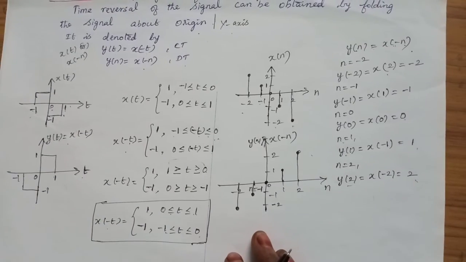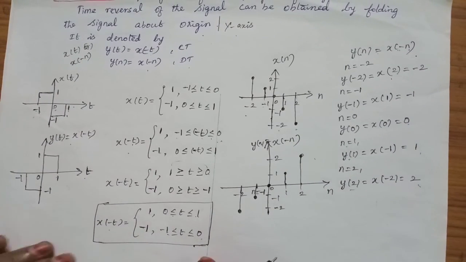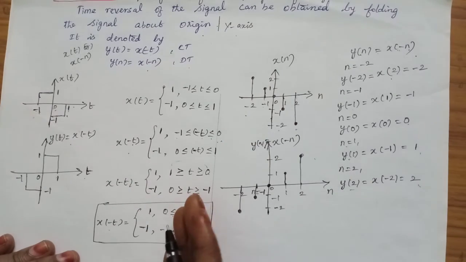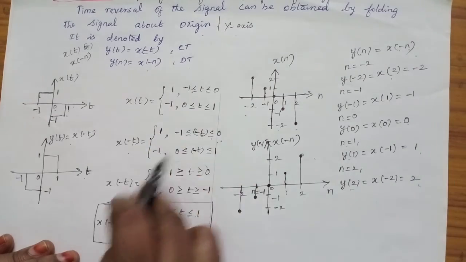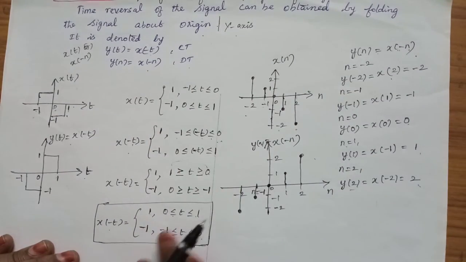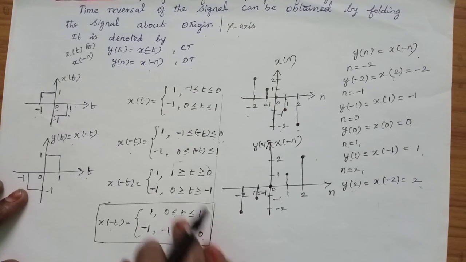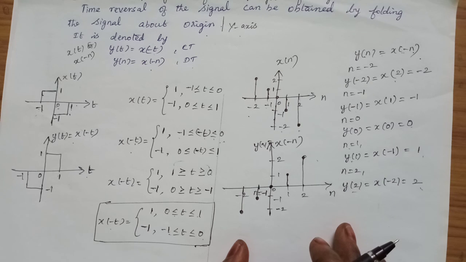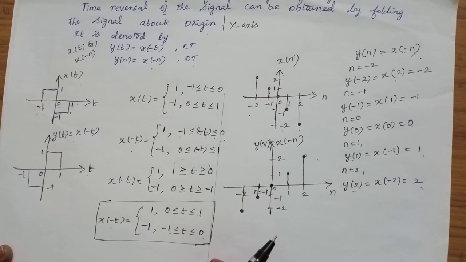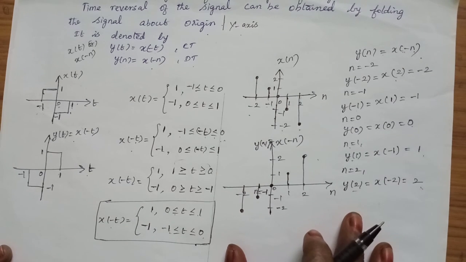Here I am proving the reversal operation in the mathematical way also, but in the examination you need not prove this, that is, we need not perform these operations. We can directly draw x of minus t or x of minus n. Only for better understanding I am proving this. So this is the reversal operation.